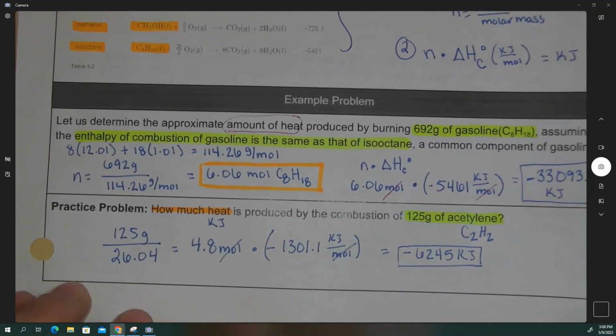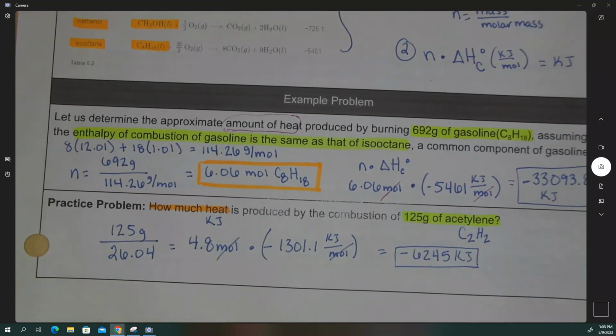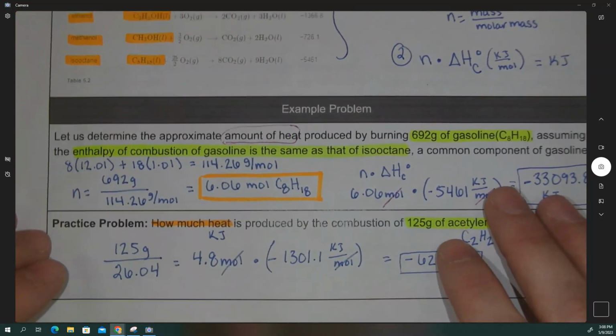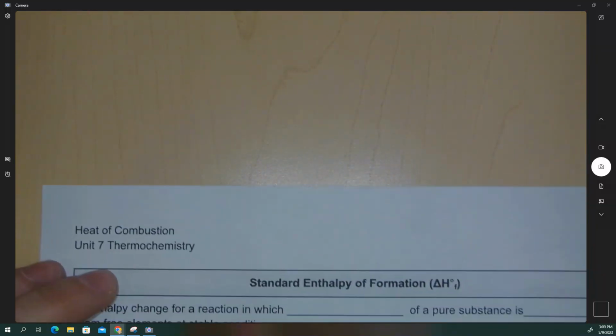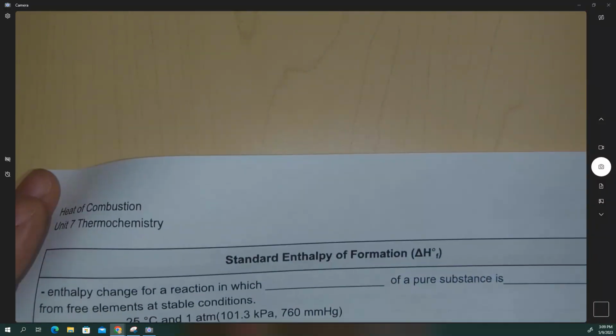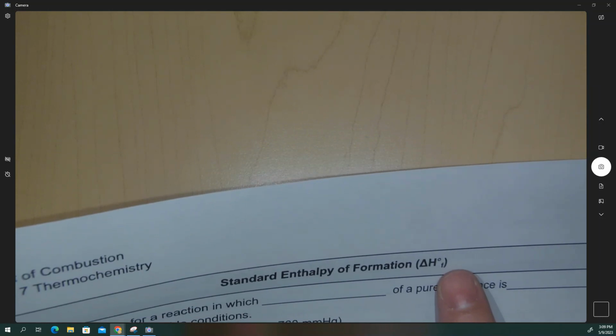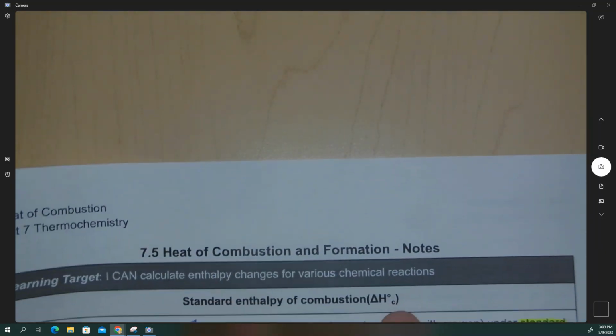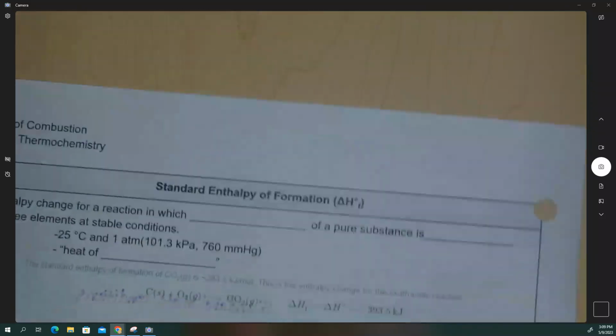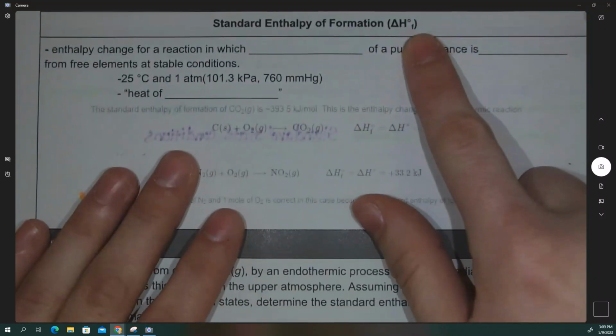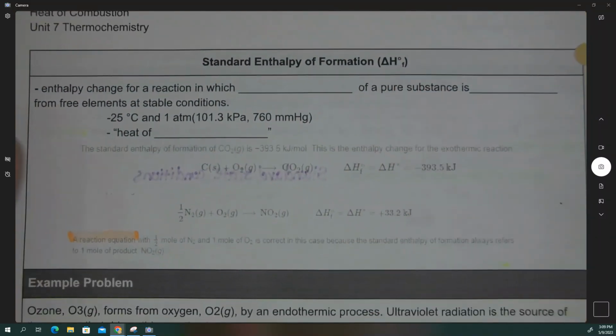So our next problem is looking at enthalpy of formation. So we have enthalpy of combustion, which is the breaking apart of something. Now we're going to look at the enthalpy of formation, which is forming something. So, standard enthalpy of formation. Notice the enthalpy of combustion had a C down here. Enthalpy of formation has an F. So C is for combustion, F for formation. So we're going to go ahead and look at this very first problem here.